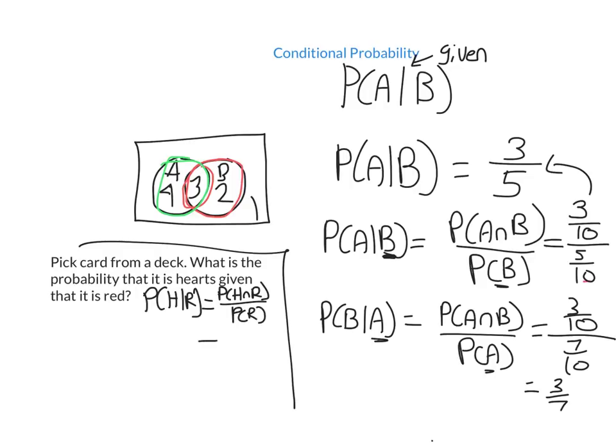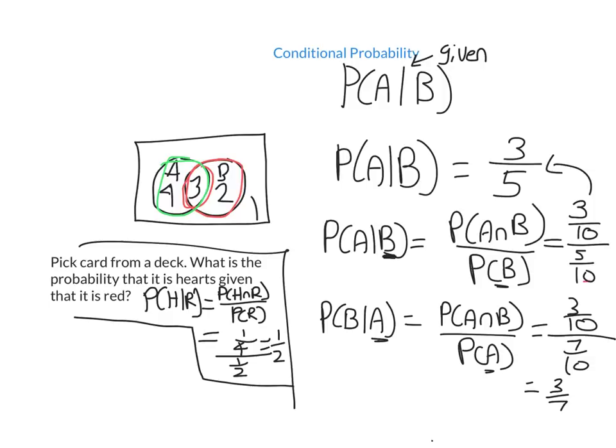So the probability that it's hearts and red, well, that's just a quarter, because a quarter of the cards are red hearts. In fact, all the hearts are red. The probability the card is red is a half. It can be either red or black. So a quarter divided by a half is a half. Okay, and that makes sense, because if you get a red card, it's either going to be diamonds or hearts. Has a half probability of occurring.